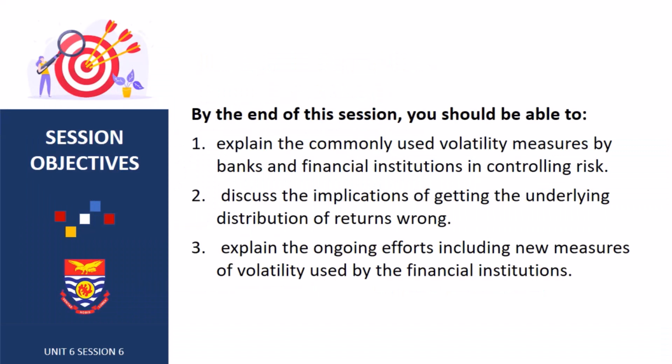By the end of this session, you should be able to explain the commonly used volatility measures by banks and financial institutions in controlling risk. You should be able to discuss the implication of getting the underlying distributions of returns wrong, and also explain the ongoing efforts, including new measures of volatility used by the financial institutions.